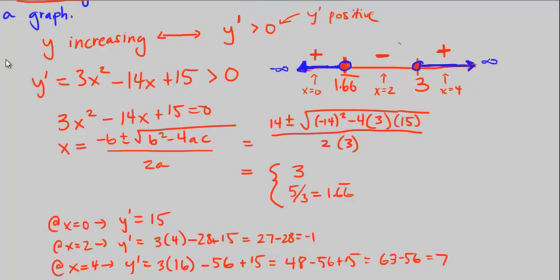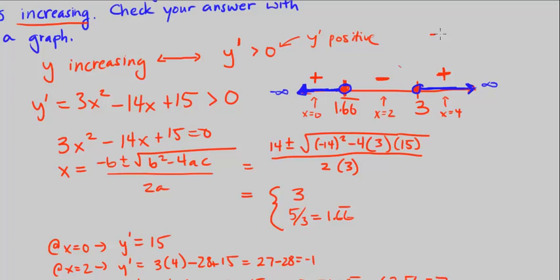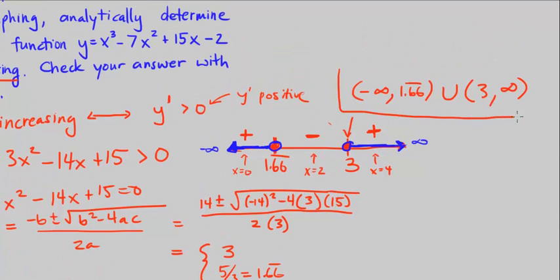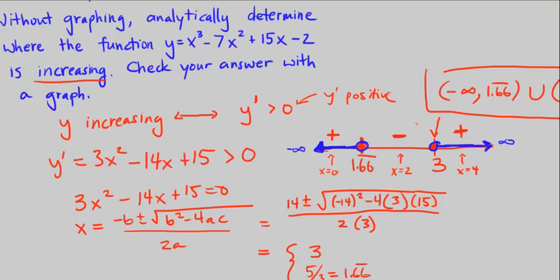Okay. So to answer the question algebraically, I'm going to be able to say definitely that from negative infinity, stopping at 1.66, it's increasing. Union, or the region starting at 3 but not including 3, because that's where it's 0, not positive or negative, and we're only looking where it's positive, 3 to infinity. Okay, so I'm going to box this answer, and finally I want to check it because it says check your answer with a graph, right? Check your answer with a graph.